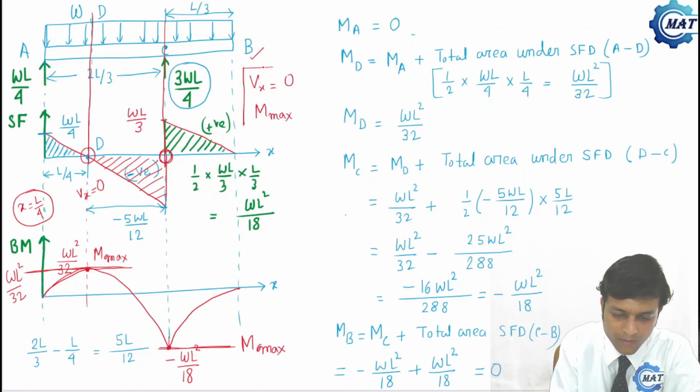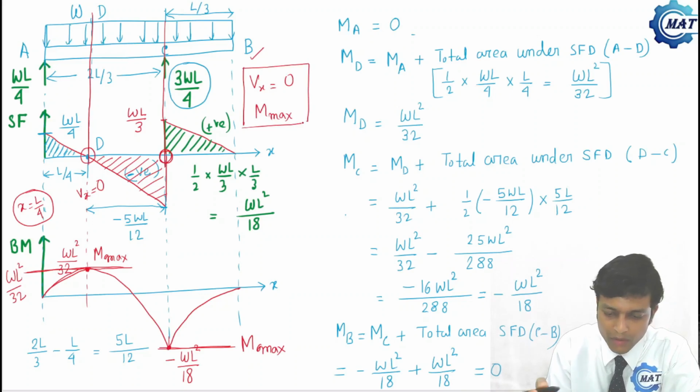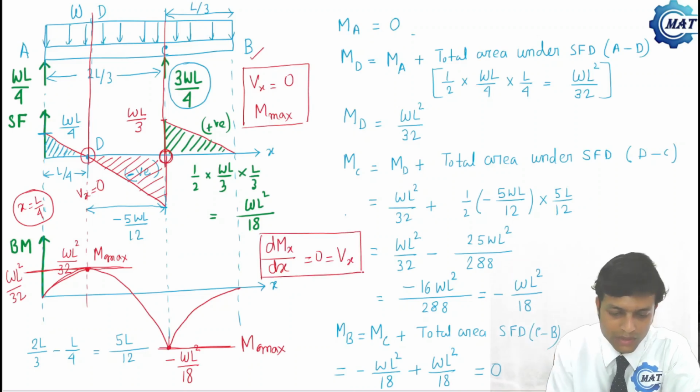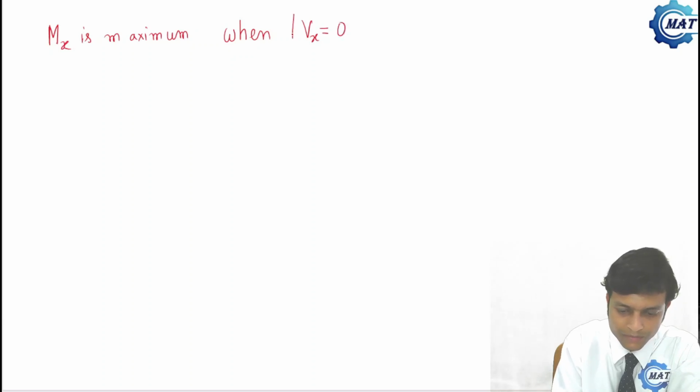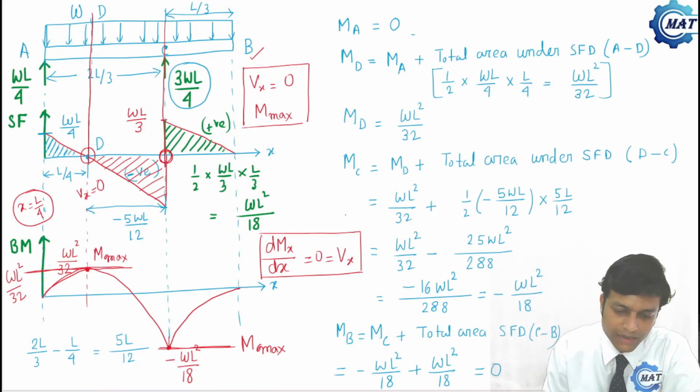Why? Because bending moment will be maximum when dMx by dx is 0, and that is nothing but Vx. So we have to note that bending moment Mx is maximum when Vx is 0.